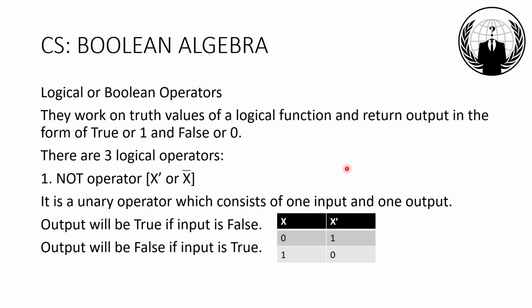Now, as we know, an arithmetic or algebraic expression contains certain variables or values along with operators. In Boolean algebra, we also require variables, which we have learnt in the previous slide. And here come the operators, which are known as logical or Boolean operators. They work on truth values of a logical function and return output in the form of true and false only. In Boolean algebra, there are three logical operators: not, and, or.